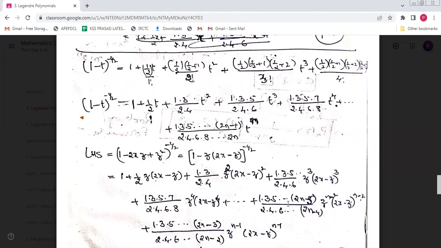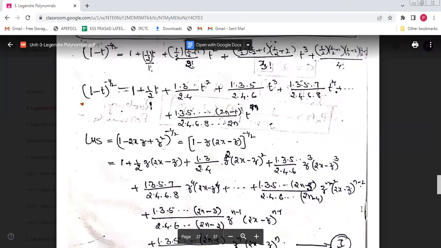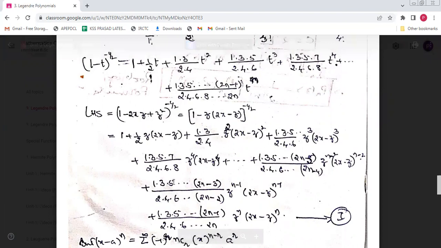2n minus 5 divided by 2 into 4 into 6 etc., 2n minus 4 times z power n minus 2 into (2x minus z) whole power n minus 2. That means we have taken the n minus 2 power term. Similarly, the n minus 1th term: what is that? 1 into 3 into 5, etc., 2n minus 3 divided by 2 into 4 into 6, etc.